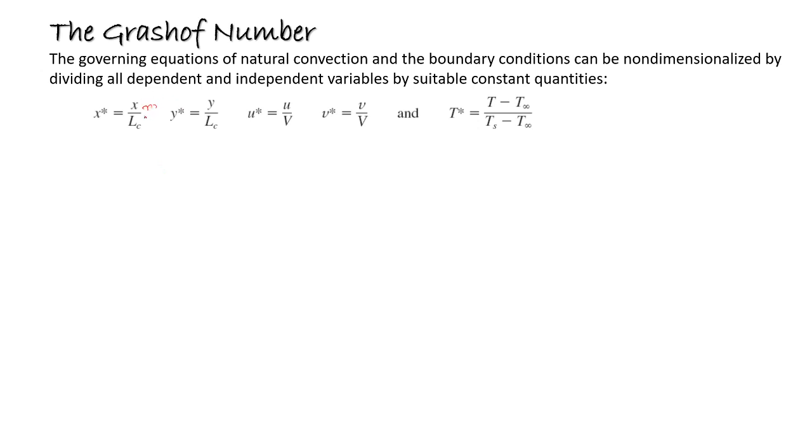Its unit is meter, characteristic length unit meter. So both cancel out, so it becomes dimensionless. Again, y is again a unit of distance. V or u, this velocity is meter per second. Free stream velocity, meter per second. So these all cancel out. It becomes dimensionless.